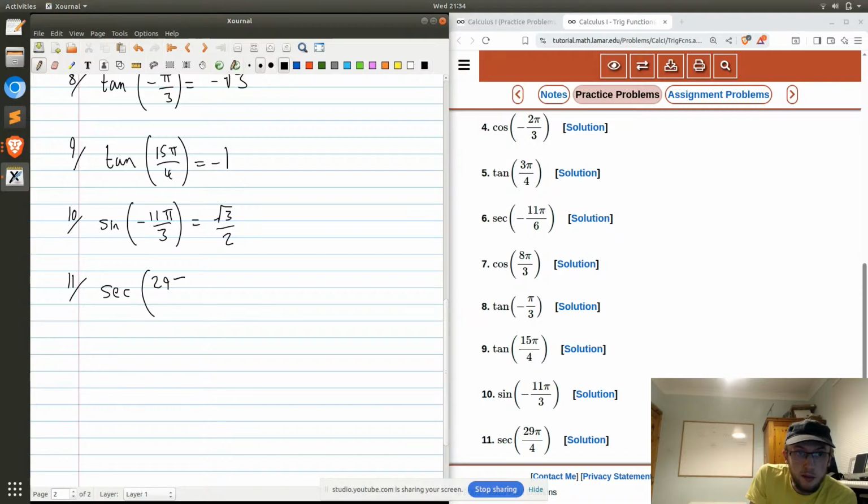Secant of 29 pi over 4. Okay, that's cosine. Cosine has a period of 2 pi. 29 pi over 4, that's 7 1/4 pi. Reduce that, 1 1/4 pi. Then a quarter. Minus 2 over root 2, I think.